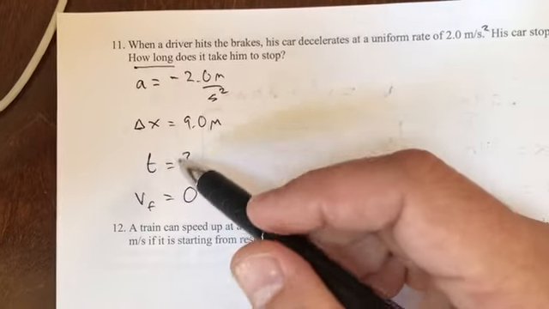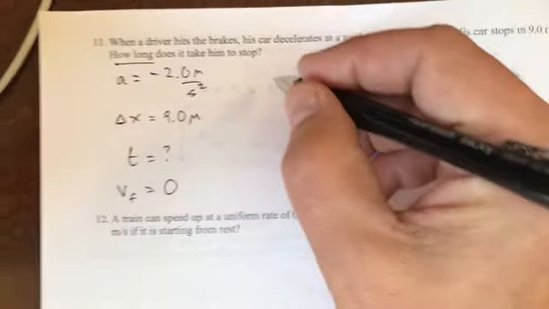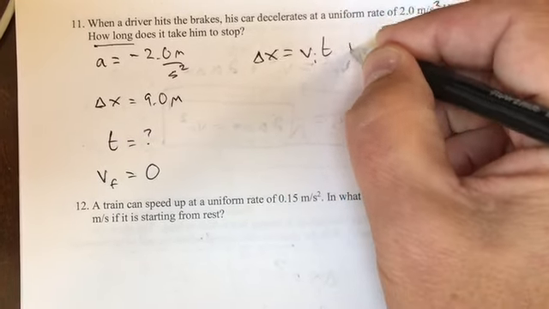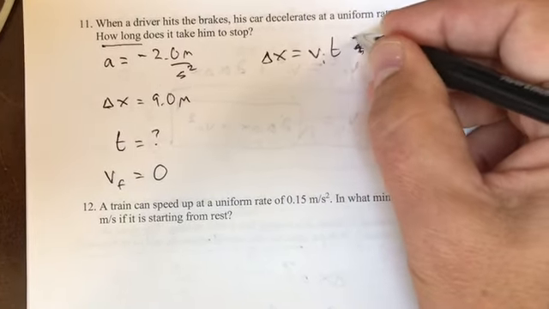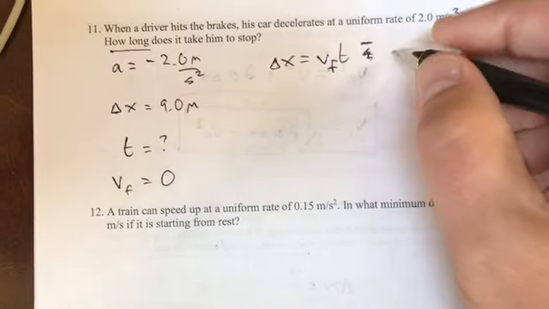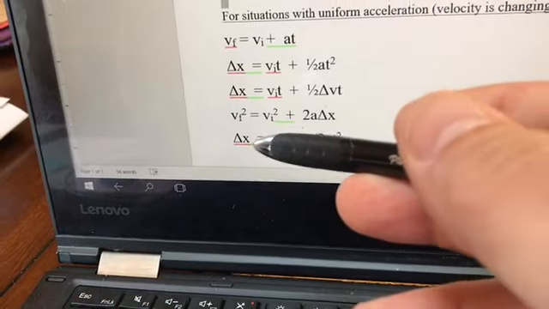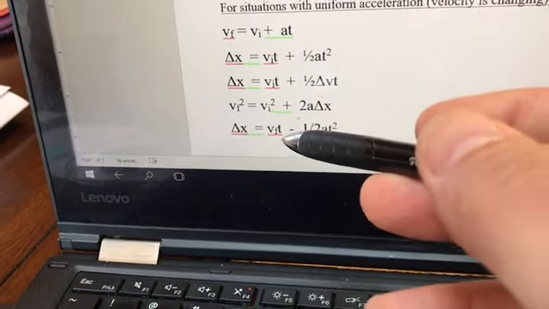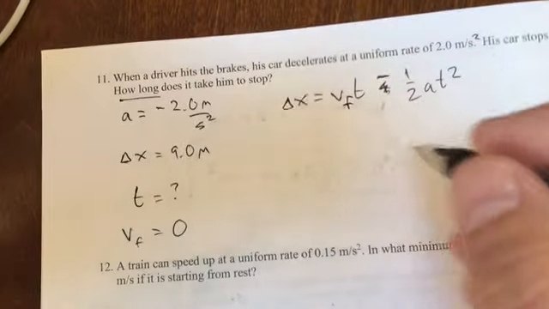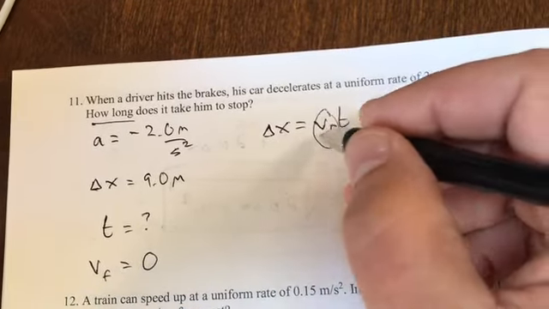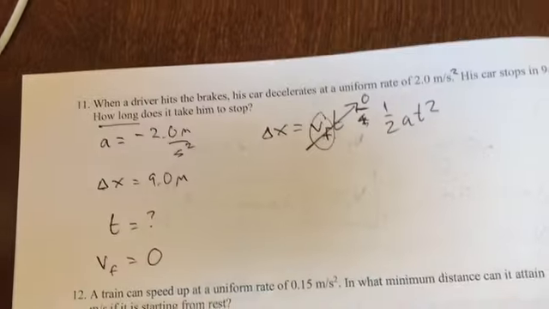So using Vf, delta x, and A, we might be tempted to use this: delta x equals final velocity t minus 1/2 at squared. That's this bottom one here. We know Vf, we know delta x, we don't know t. We know the acceleration, so plug it in here. Yikes, this looks like a quadratic situation. Oh my goodness, what do we do? Wait 1 minute. Vf is 0, so that term goes away.